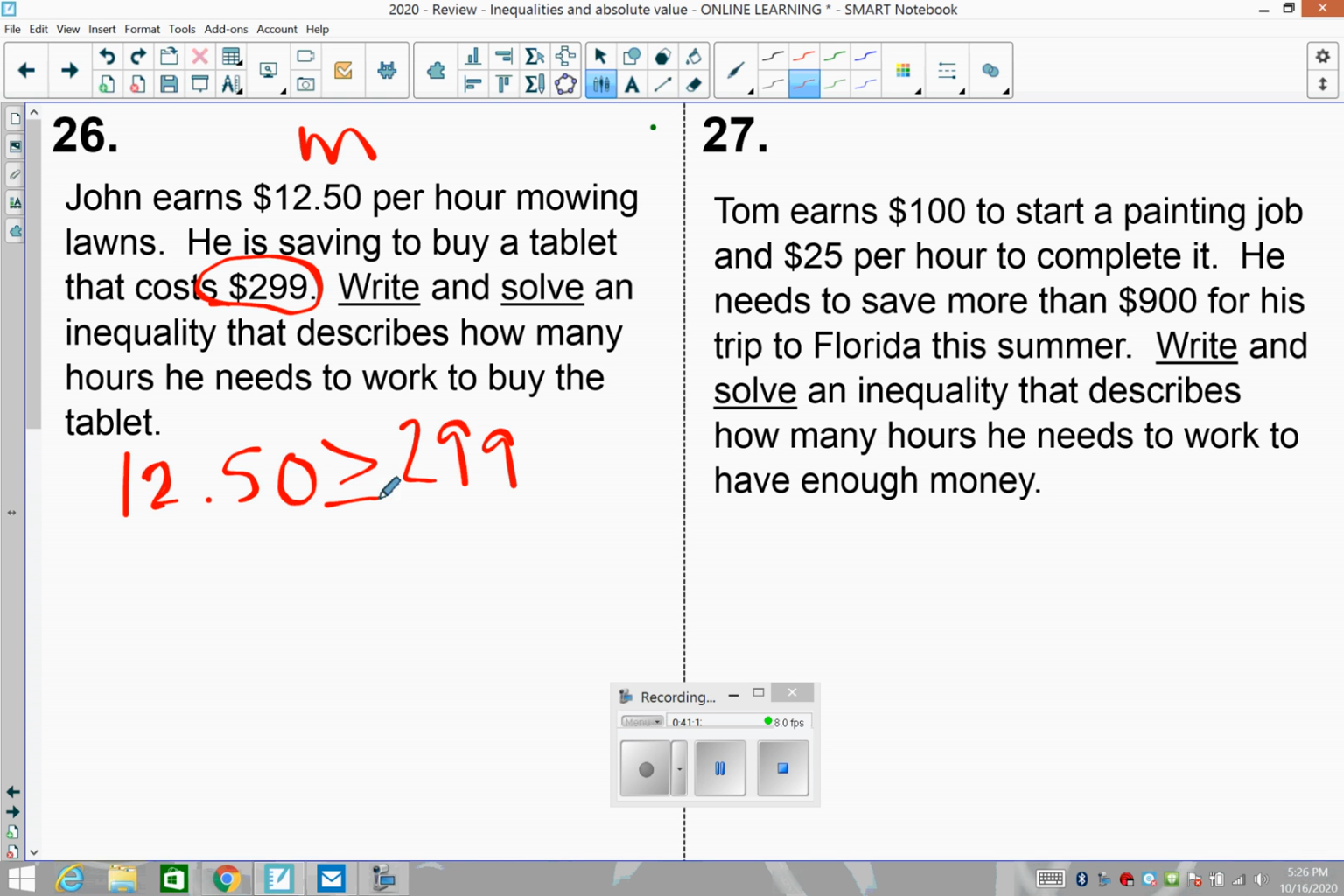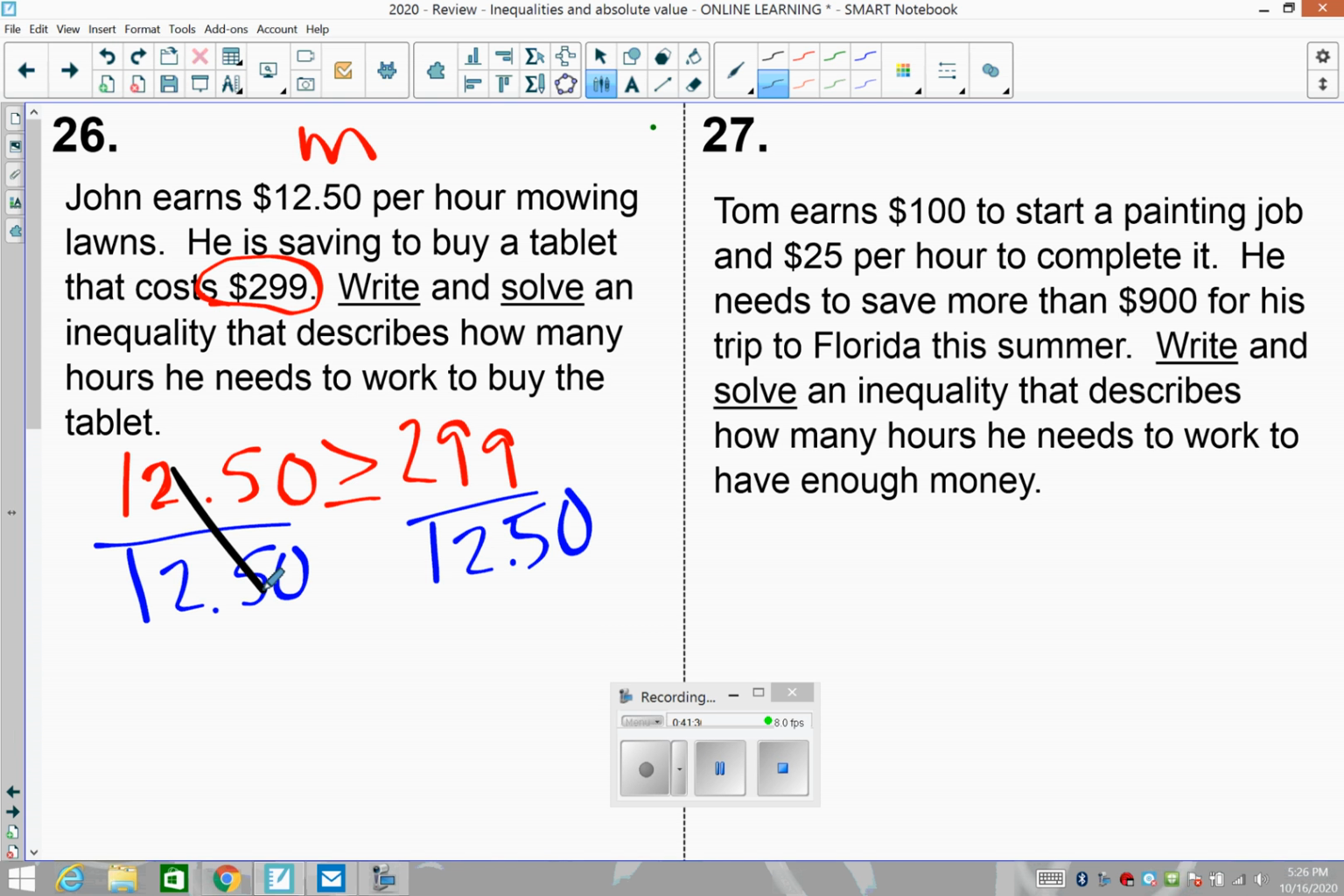But is it okay if he makes more than $2.99? Sure, he can save the money. So that would be different than having only $20 in your pocket to spend on rides, like we just talked about. It's okay if he has extra money that he's saved, but he needs at least $2.99. So we're going to divide both sides by $12.50. I am not dividing by a negative here, so I don't have to worry about flipping that sign.